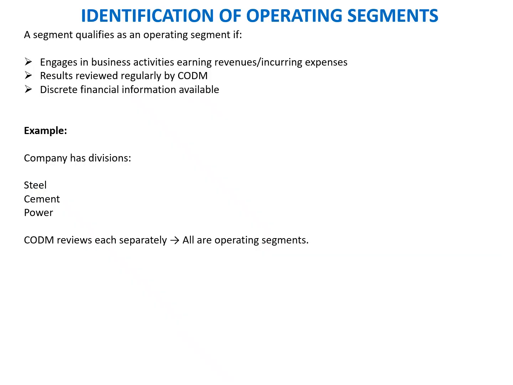Okay, now we have understood the concept of the operating segment. The next thing is how we have to identify those operating segments. Identification of an operating segment is largely a business-driven decision. A segment qualifies as an operating segment if it engages in business activity, earning revenue and incurring expenses, its results are reviewed regularly by the CODM, and discrete financial information is available.